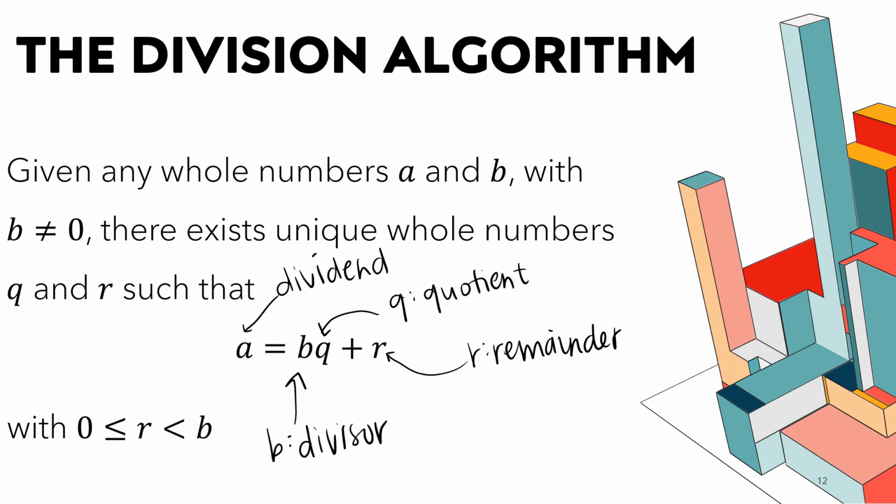And then there's this extra little piece at the end that seems like it's not super important, but it actually is very helpful. It says that the remainder has to be greater than or equal to 0. All right, so your remainder cannot be something that's negative. So the remainder has to be greater than or equal to 0, and the divisor has to be greater than the remainder.